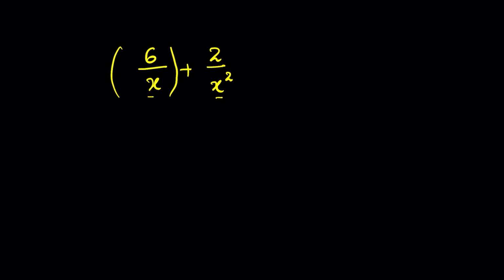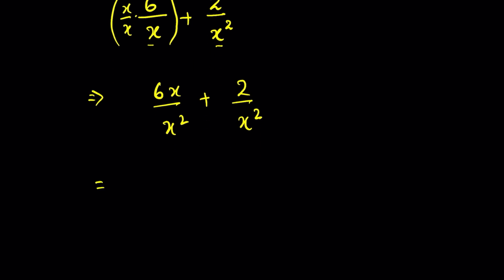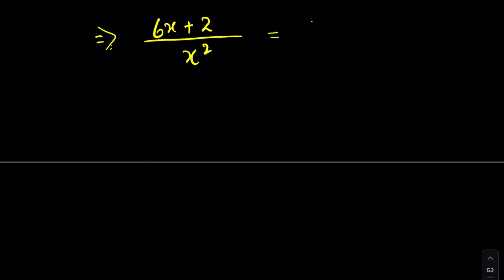So we can write here x/x. So this becomes 6x/x² + 2/x². Now they have a common denominator, so we can write it like this: x² then 6x + 2. Now this stops here because this is a variable and this is a number, we cannot add it, therefore this just stops here. Now let's take another example.